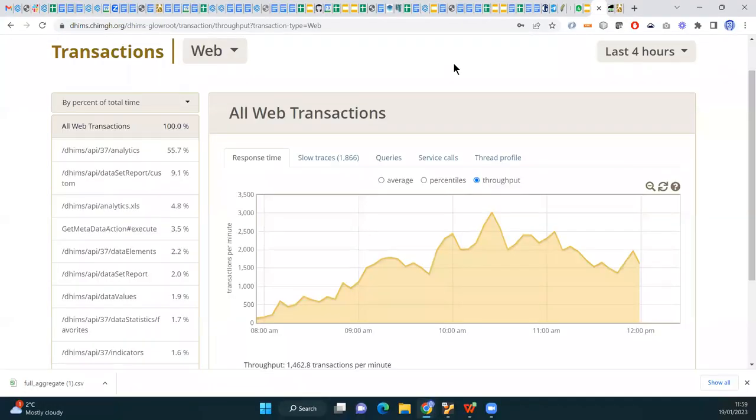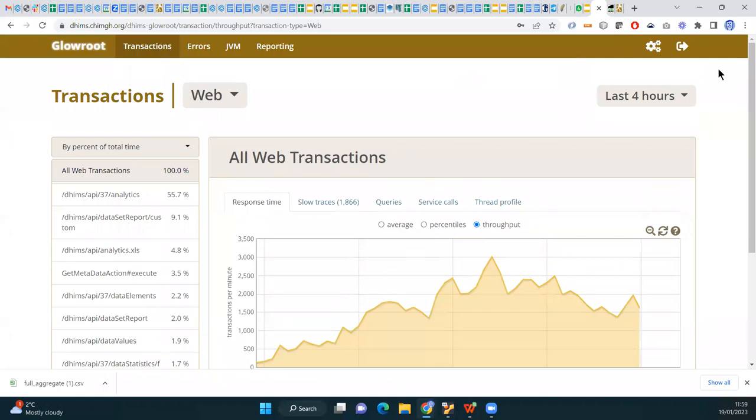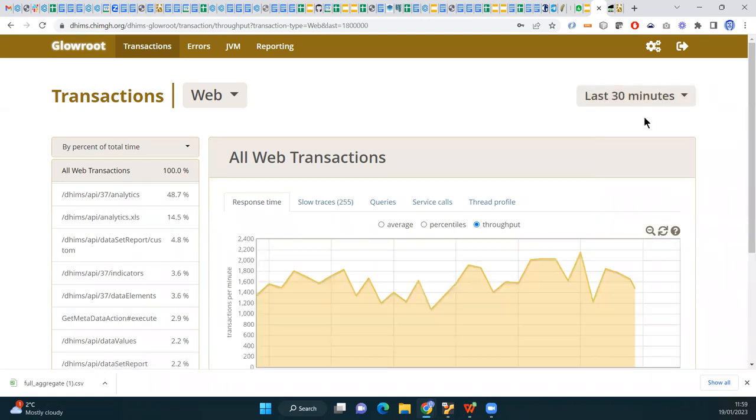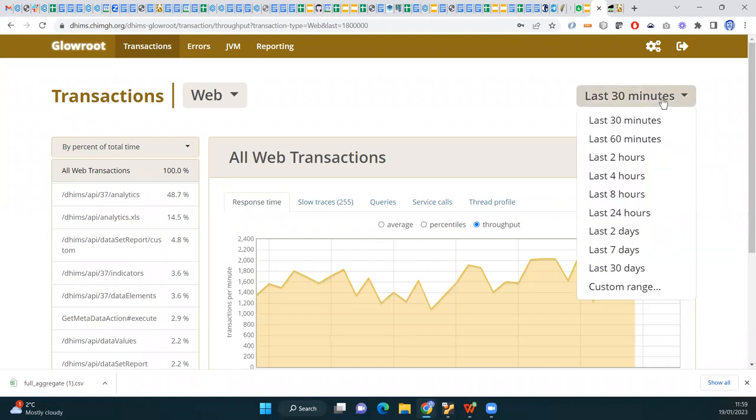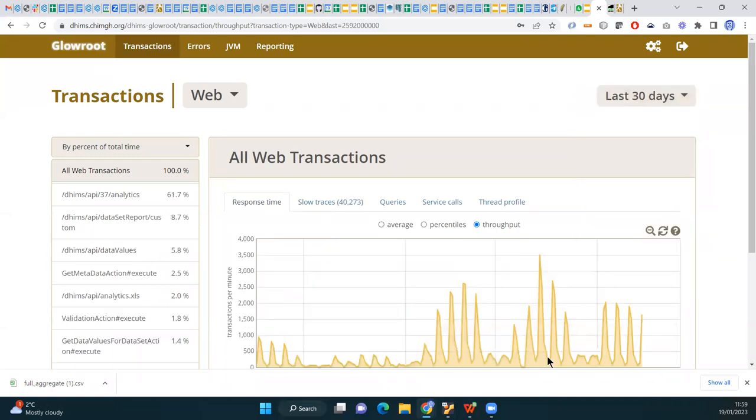This is the main graph or page you come to when you log into Glowroot. It's showing you the web transactions. And you can change the time period here, from the last 4 hours, the last half an hour, back to the last 30 days. Again, like with Munin, it's good to see how we're looking today compared to the way things are generally in the month.